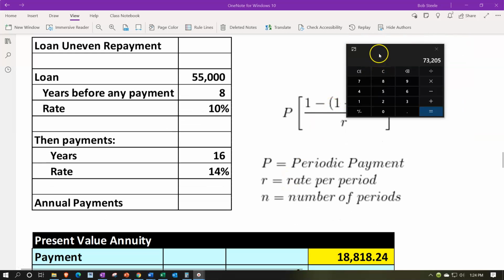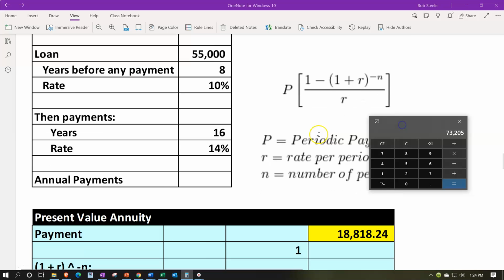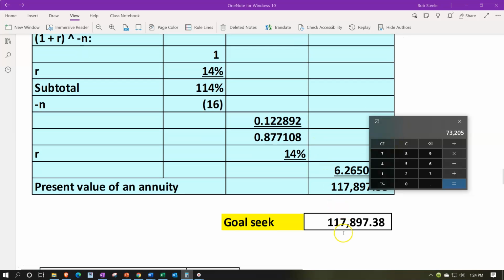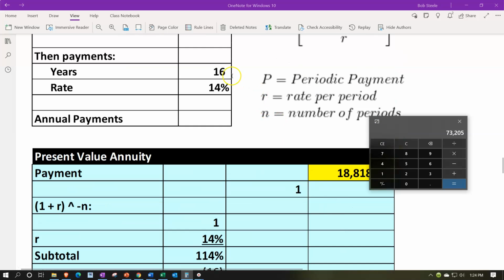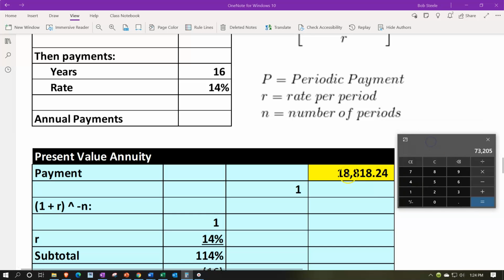Okay, let's get to the second half of the problem now. The ending amount that we came to was 117,897.38, and we're told that we need to then pay that off in 16 payments. We're assuming equal payments, and the rate now is not 10%, but 14%. So now we got to pay it off. There's a couple ways we could do it.